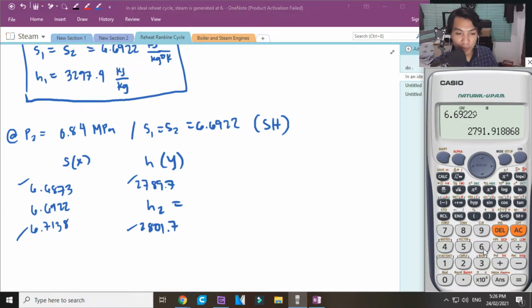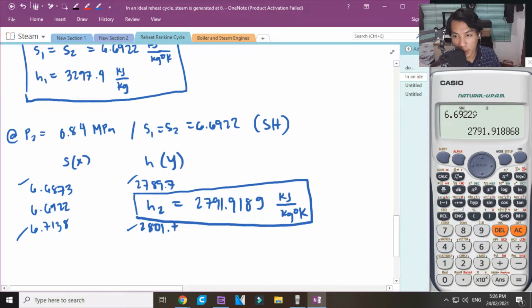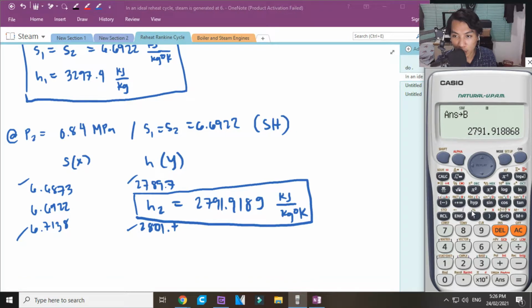Okay. You have the value now for your H2. So that is 2791.9189 kilojoule per kilogram degree Kelvin. Anong gagawin ko dito, sir? Wait lang ha. Store natin tong value nito kay B. Shift, store to B. Okay.